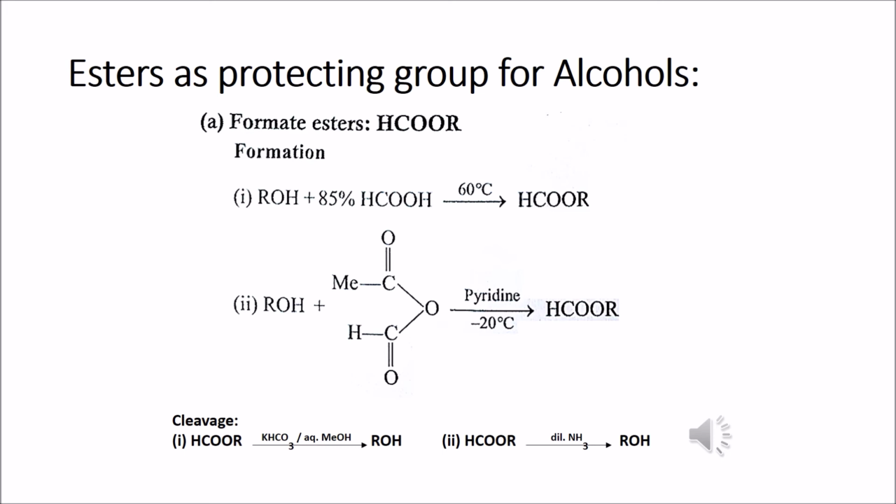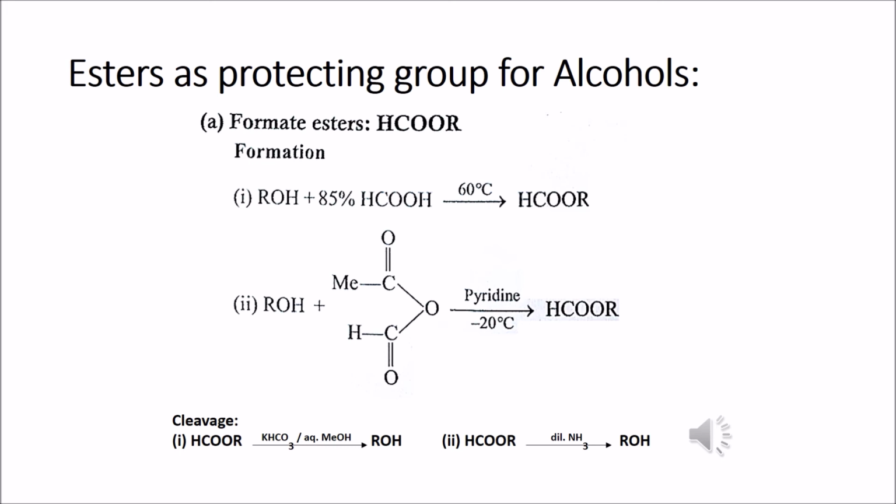Esters that are most useful for protecting alcohols are described here. The formate ester will react with alcohol. 85% formic acid will give you the formate ester. Alcohol with anhydride in the presence of pyridine at minus 20 degrees centigrade gives this ester.